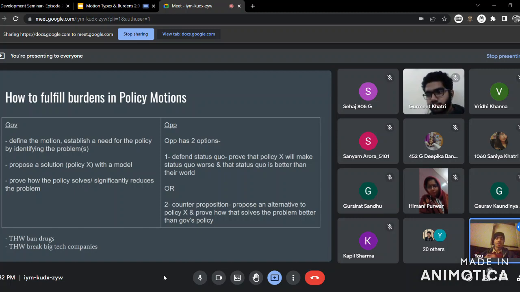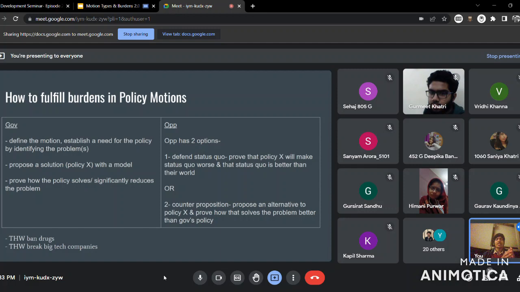One thing is the difference between counter propositions and alternatives. This is something that has been an increasing focus with time. So what do I mean by that? As opposition, you can either propose counter propositions or you can give a range of alternatives, or one alternative or a couple of alternatives without committing to that alternative.